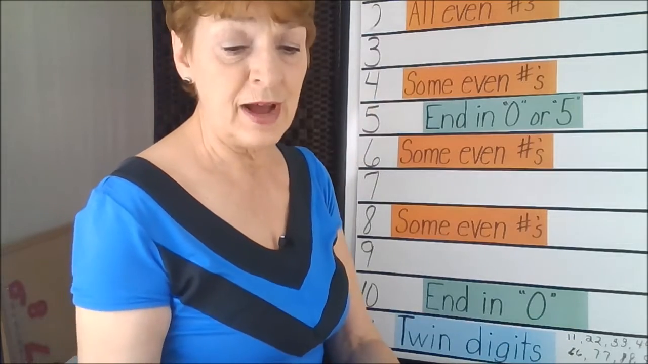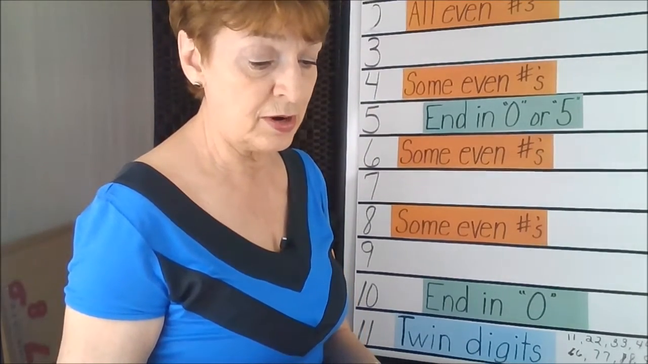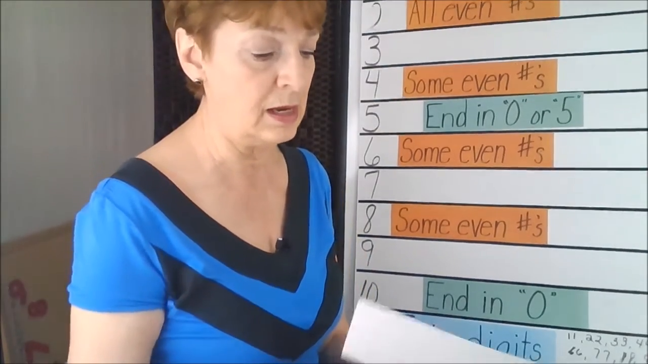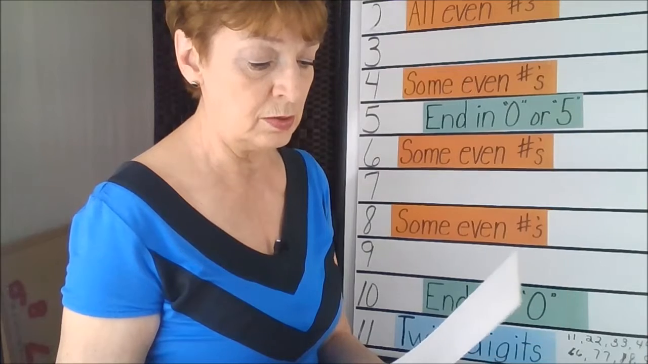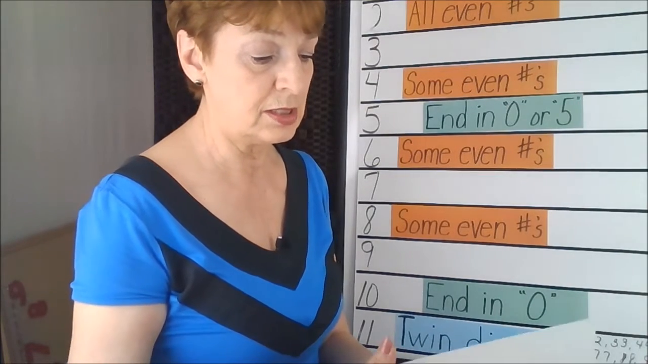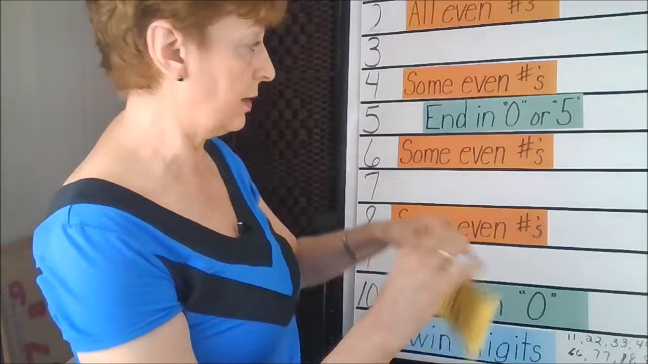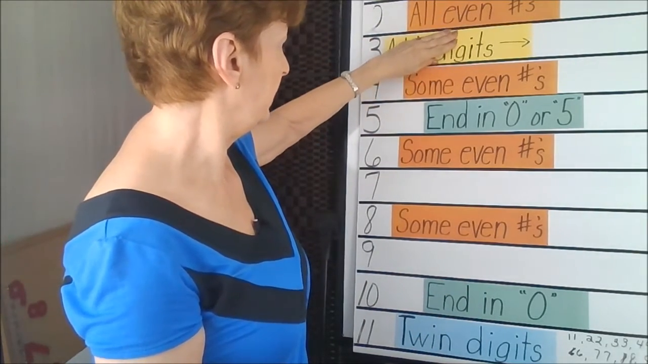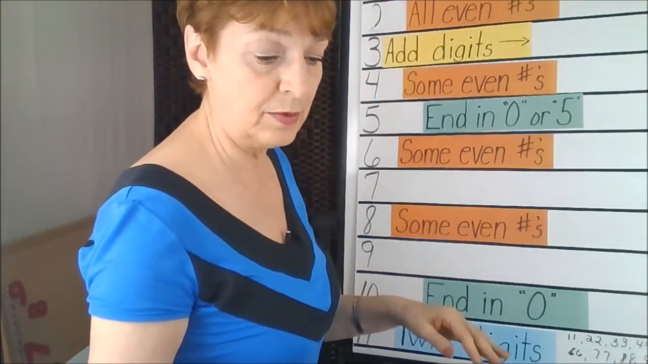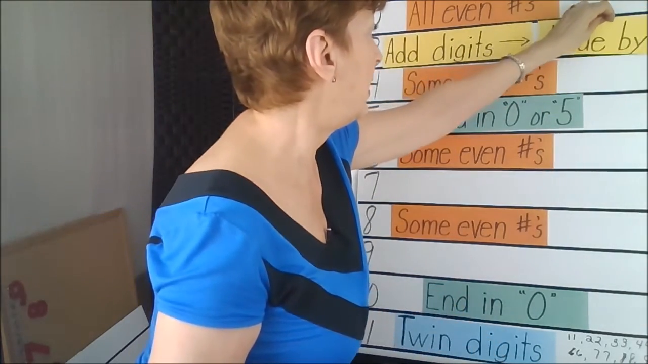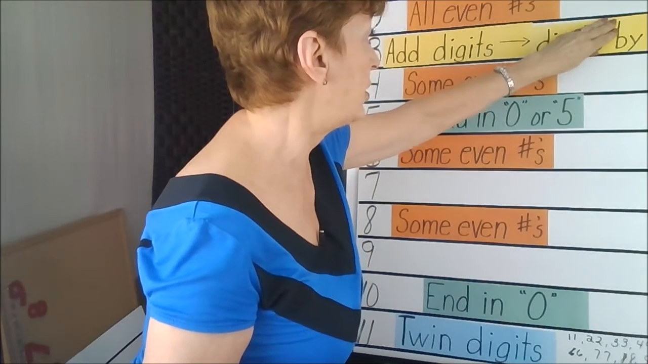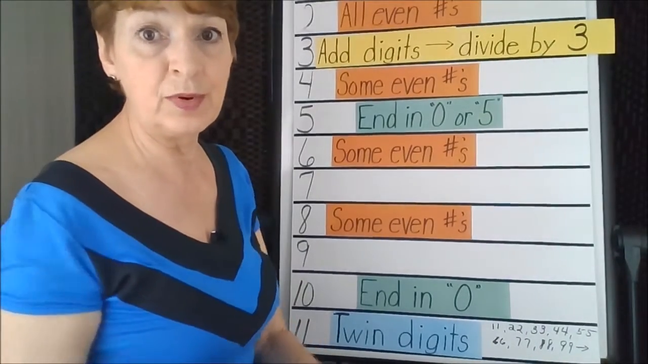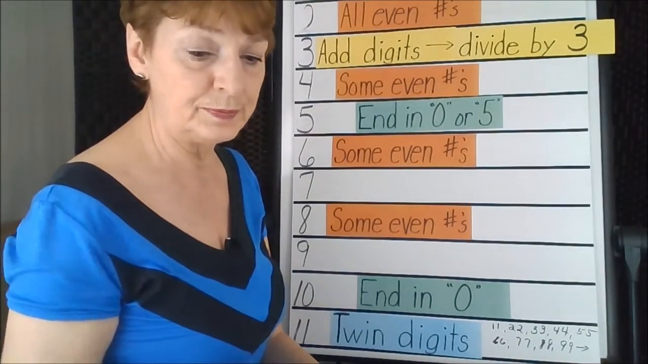When you are dividing by 3, or when you're trying to decide whether the number in question is divisible by 3, the very first thing that you're going to do is add the digits of the number that you're considering. And then the second step would be to divide by 3 after you add the digits. If the total is divisible by 3, then the number in question is divisible by 3.